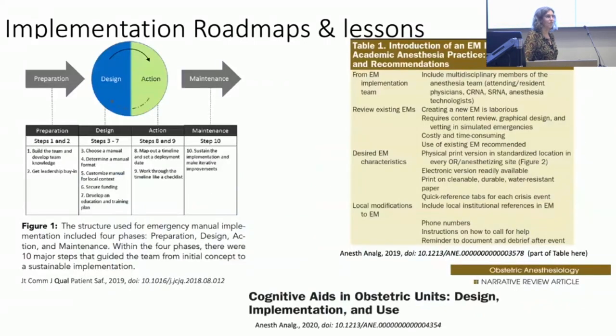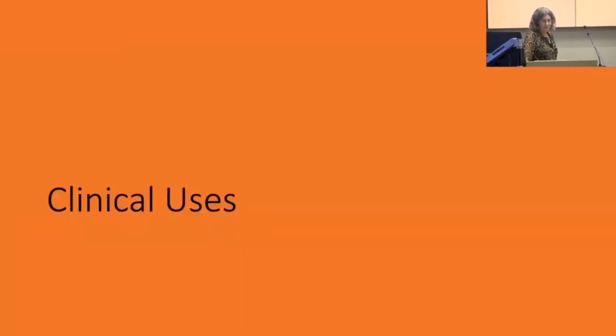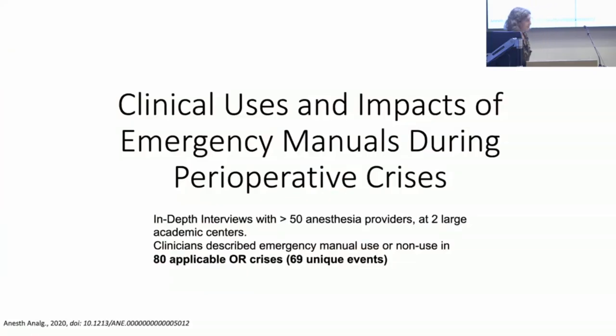These are some summary overviews of that work. So clinical uses. This work I'm really excited about because it was the question that we got asked the most even 3 years ago. We did in-depth interviews with more than 50 anesthesia providers, a lot of folks at Stanford and at Mass General. And the clinicians described emergency manual use or non-use in 80 applicable OR crises with 69 unique events.